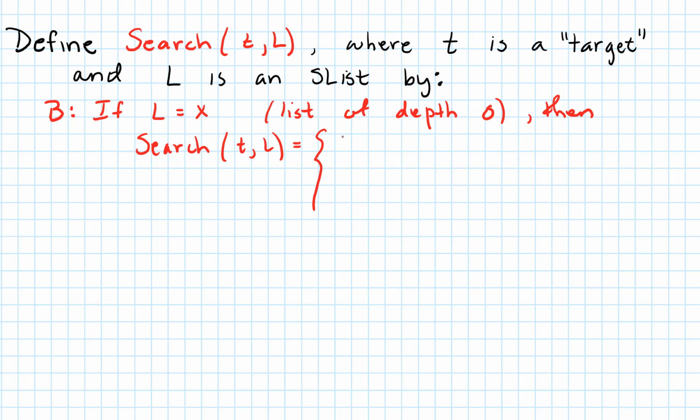It's going to be true if T, our target, is equal to the only item in our list. And it's going to be false if T is not equal to X. So if you have just one thing in the list and you're looking for it, it's either true or false depending on whether your target is equal to that element X. And then our recursive case, we'll define this as R.